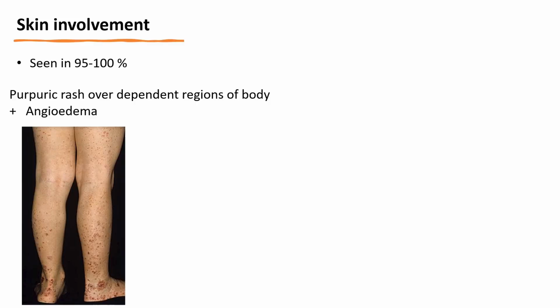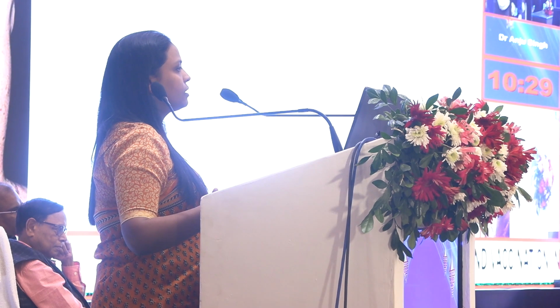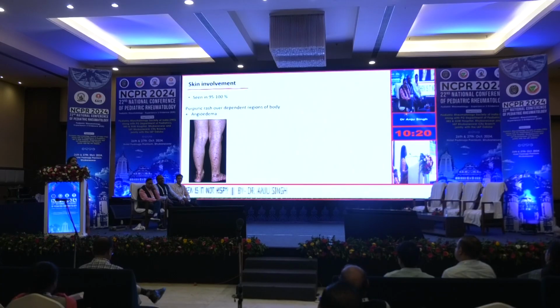So we know the skin is the most commonly affected organ. Almost 100% of cases have purpura, and I think this is the most important clinical feature that helps in differentiating it from other differentials. And we know that most commonly we can have the distribution of these rashes over the lower limb, on the dependent regions of the body, or on the pressure points.